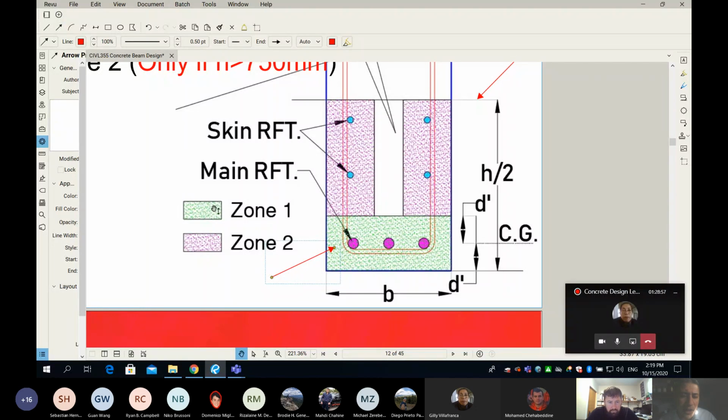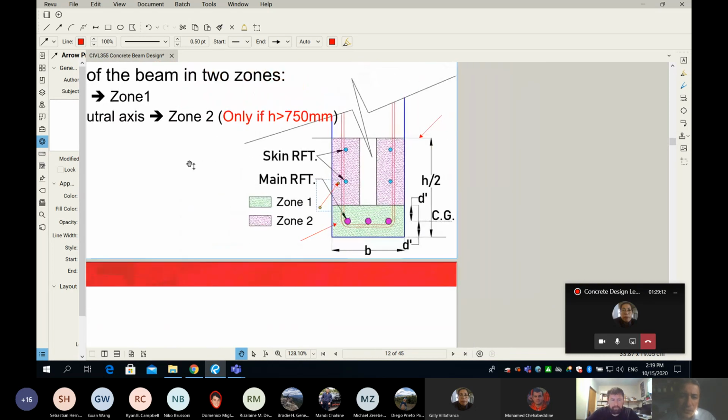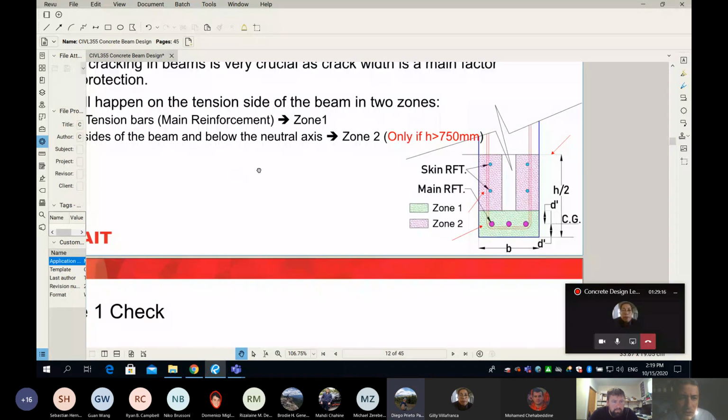I give here some legend for you. So green I call zone number 1, and then the magenta is zone number 2. So zone 1, zone 2, because we will deal with them differently in our check. Anybody has any questions so far? Okay, looks like there's nothing so far.